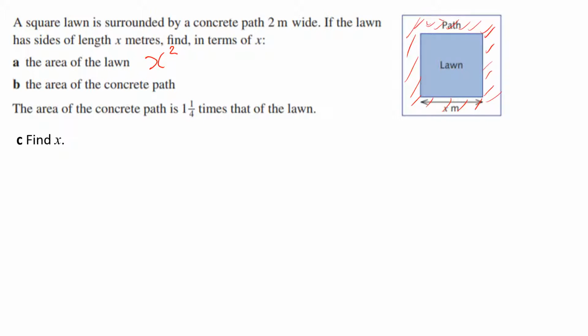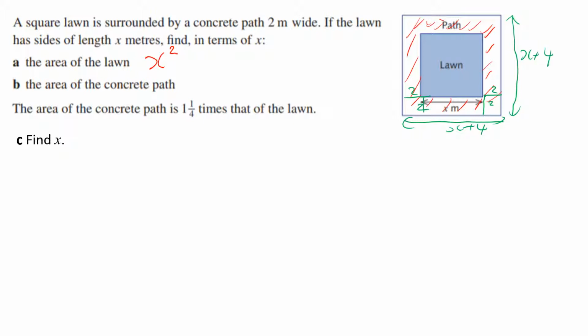So let's explore how you would go about modeling the area of the concrete path. Well, we know the path is 2 meters wide. So with that in mind, what we've got is an area consisting of path plus lawn that will be not just x meters wide, but x plus 4 meters wide. And that's the same on both sides. Okay, x plus 4. All right, nice.